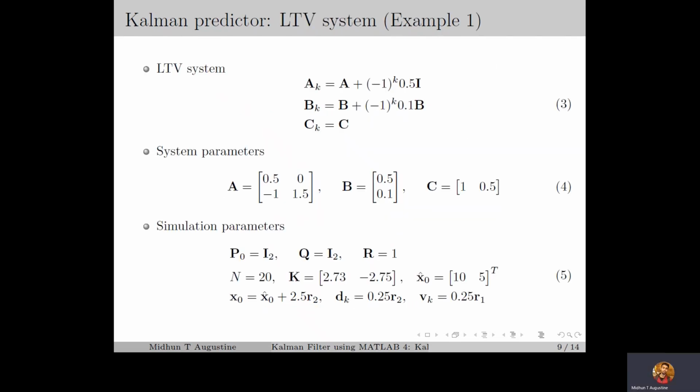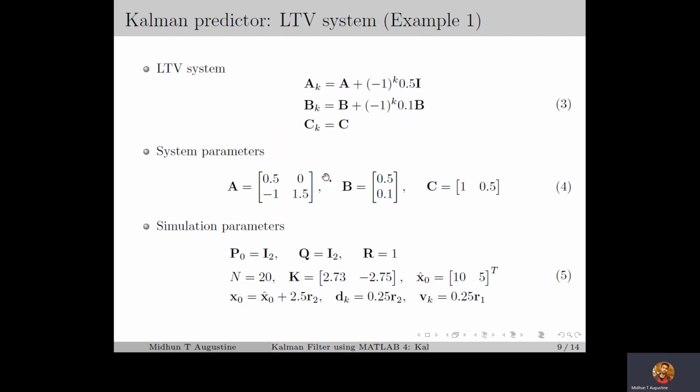Next, we discuss the simulation of a linear time varying system for which the system matrix, input matrix and output matrix are chosen as in equation 3 and 4. Here, for the LTV system, we represent the time varying matrices analytically using some equations. Basically, the system matrix Ak can be either A plus 0.5I or A minus 0.5I based on whether k is even or odd. Similarly, Bk can be either 1.1B or 0.9B. So here Ak and Bk are time varying, which changes its values periodically.